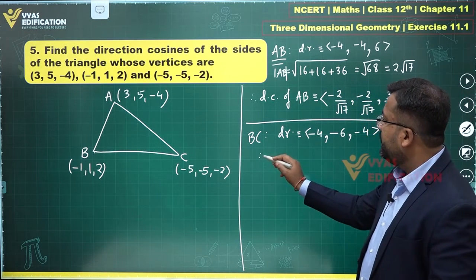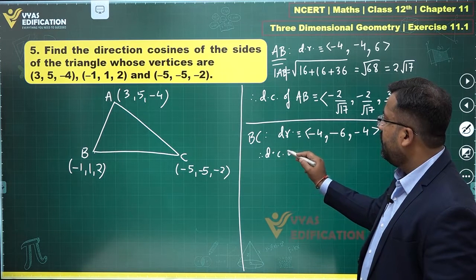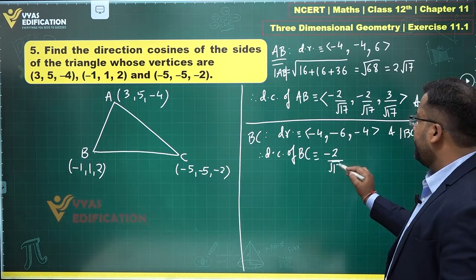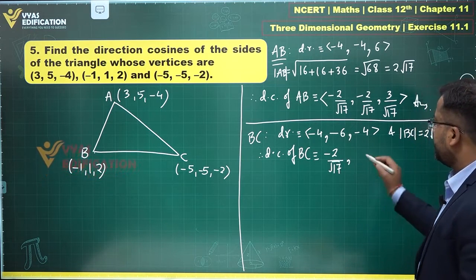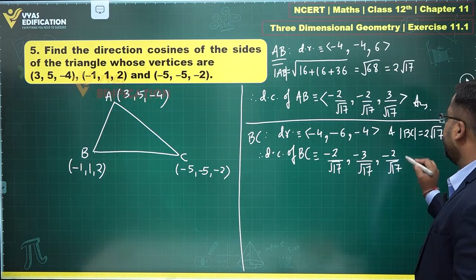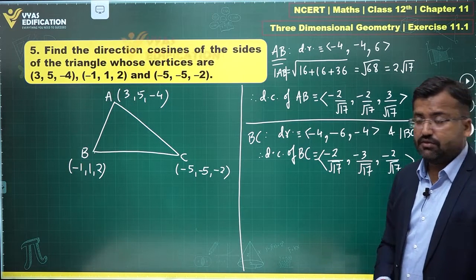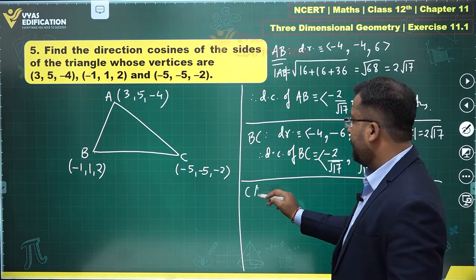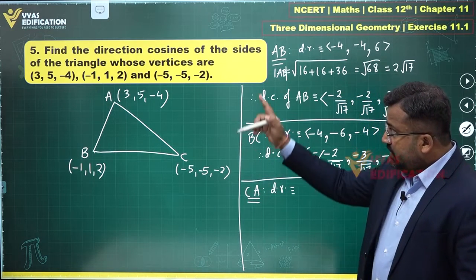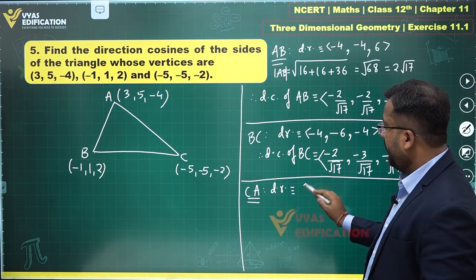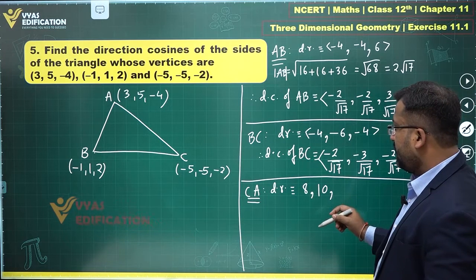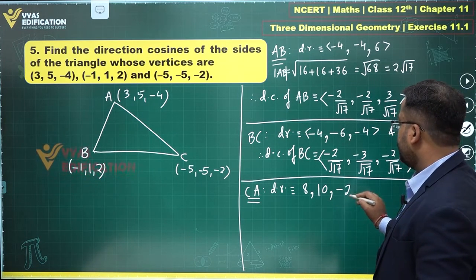And on the basis of this, therefore direction cosines of BC will be minus 4 upon this, which is minus 2 upon root 17, comma minus 6 upon this, which is minus 3 upon root 17, comma minus 2 upon root 17. These will be the direction cosines of BC. For CA, next let's take a look at CA. Direction ratios will be what? CA, this minus this, which will give me 8, 5 plus this becomes 10. Then you have minus 4 and minus of minus 2 will become minus 2. This is what you are having.